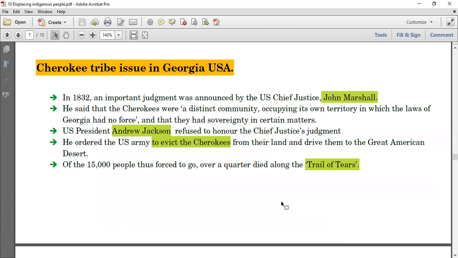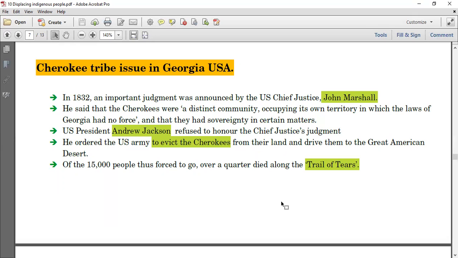Let's look at the Cherokee tribes issue, which came up in the USA, Georgia. In 1832, an important judgment was announced by the US Chief Justice John Marshall. He said that the Cherokees were a distinct community occupying their own territory in which the laws of Georgia had no force, and they had sovereignty in many matters.